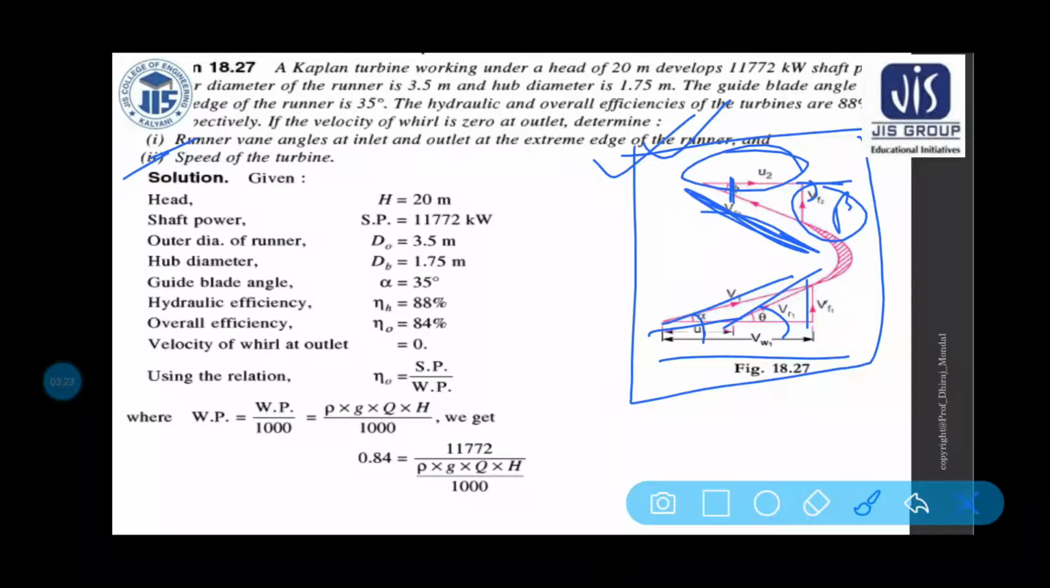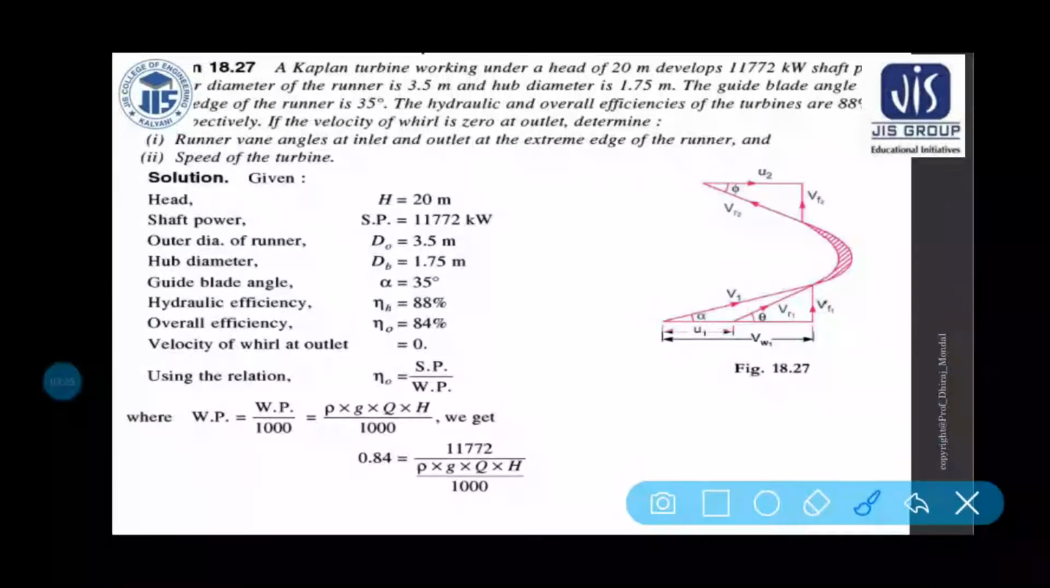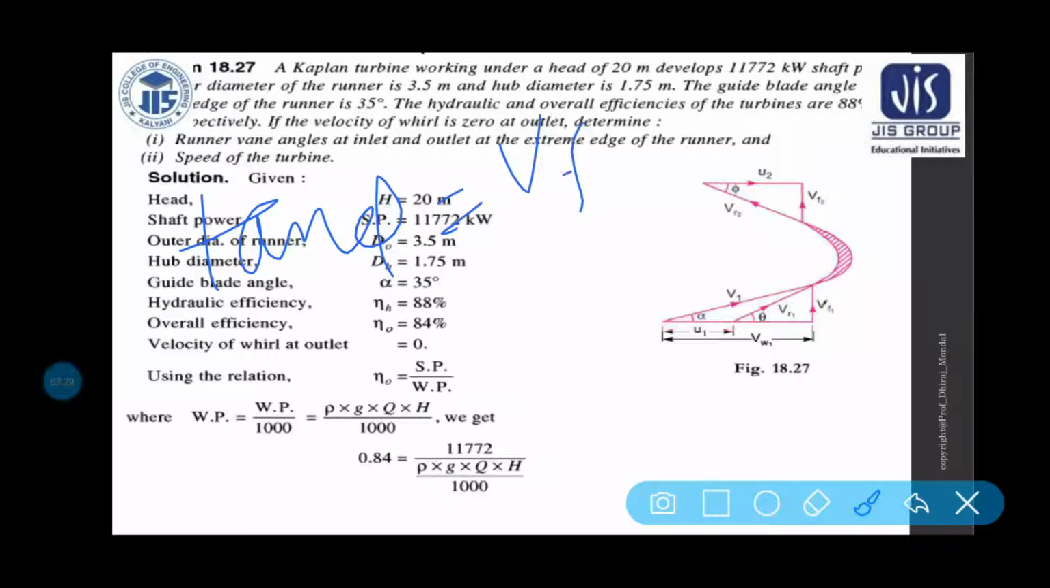Now first of all let us discuss what you need to find out. We need to find out theta. So tan theta is equal to Vf1 by (Vw1 minus U1), as we know.